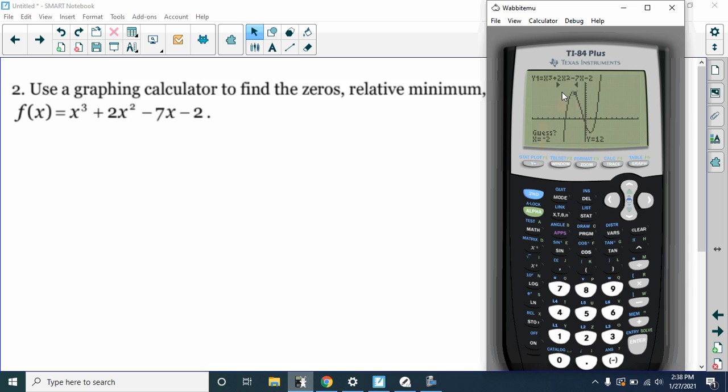When it says guess, as long as there's only one x-intercept between the 2 values you entered, you don't need to worry about guess. Just push enter again, and it gives us our first 0. So our first 0 is -3.732.